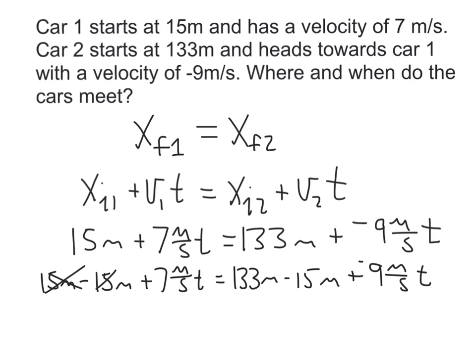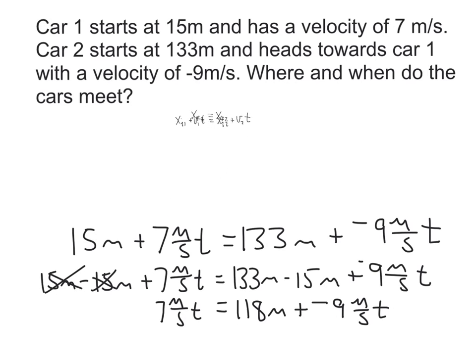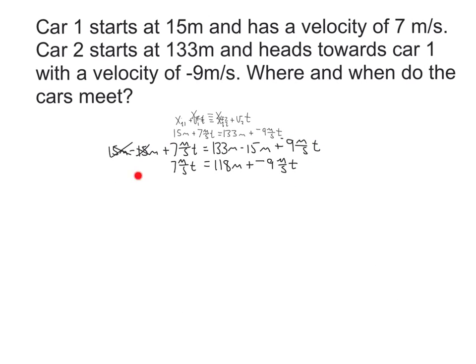Once again, basic algebra. 15 meters cancel out on the left, and I land up with 118 meters on the right. Let me shrink all this out of the way. Excuse me as I resize this so you can see. And once again, here's our equation that we're still finishing up. Now let's add positive 9 meters per second to each side. If we add positive 9 meters per second to each side, this will cancel out.